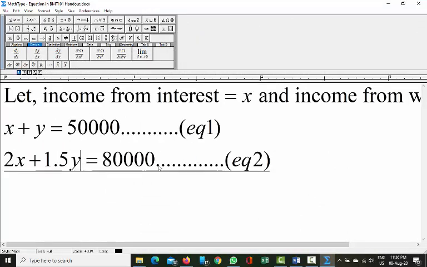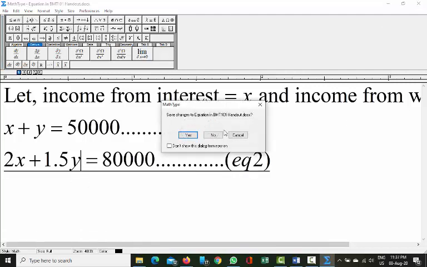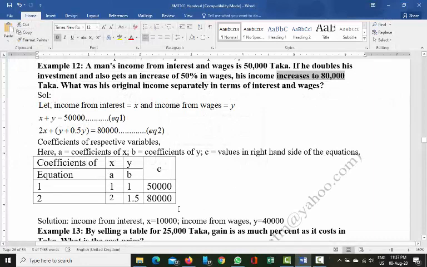So these are the two equations we have. Now we can solve it very easily. We know how to solve this equation.